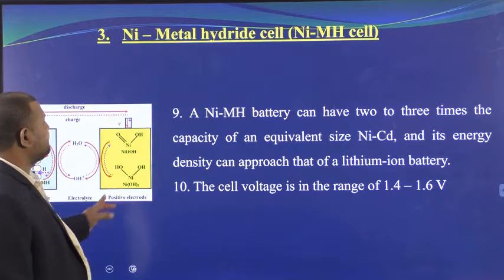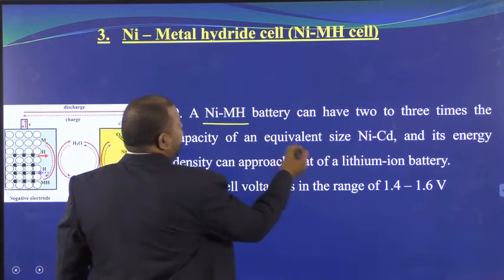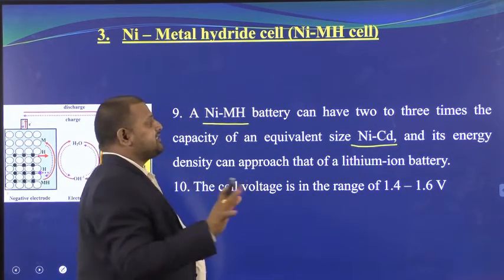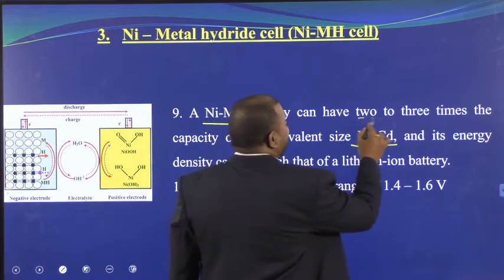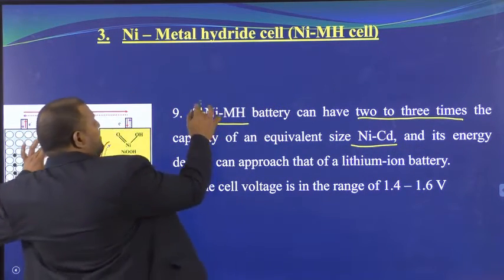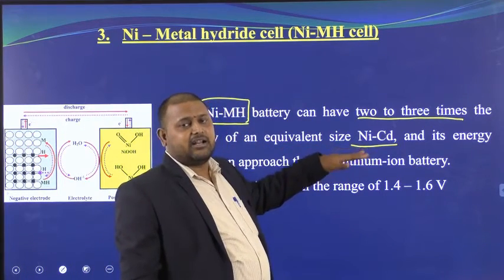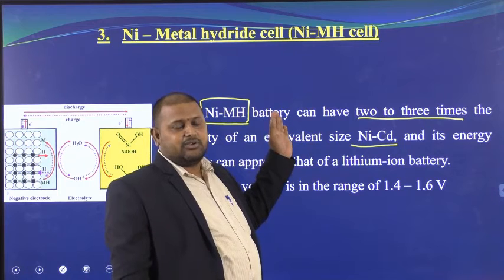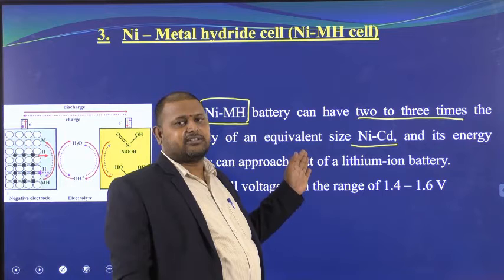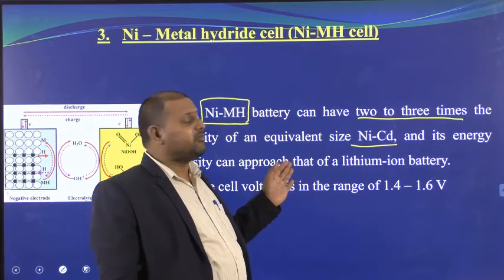So you should be very thorough with this battery. Why? Because this one and the nickel cadmium battery, both of them have a very good efficiency. Metal hydride has 2 to 3 times the capacity of nickel cadmium battery. That is why metal hydride has become more popular. You cannot stop there because the nickel cadmium is enough now, sir. We can recharge it again and again, but the output voltage is only 1.2 volt.